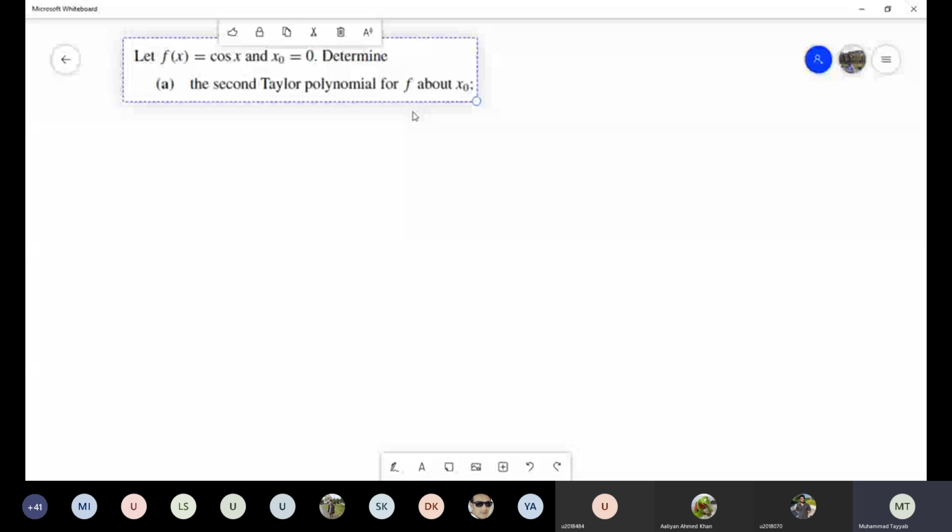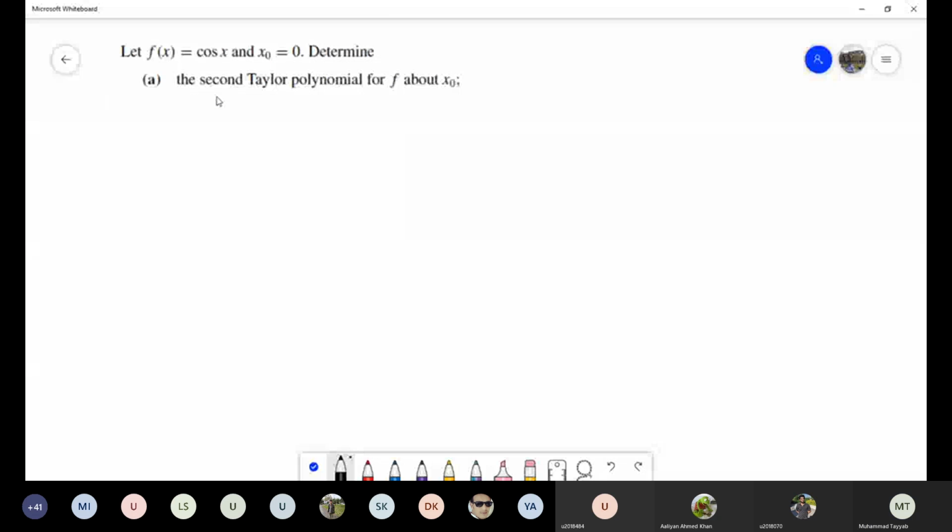This is the question. In this question, he's saying that let f of x is equal to cos x and x naught, which is the series about the point which is 0. Determine the second Taylor polynomial for f about the point x naught.